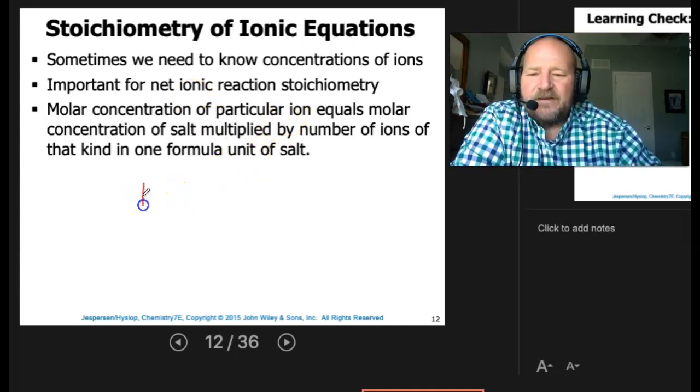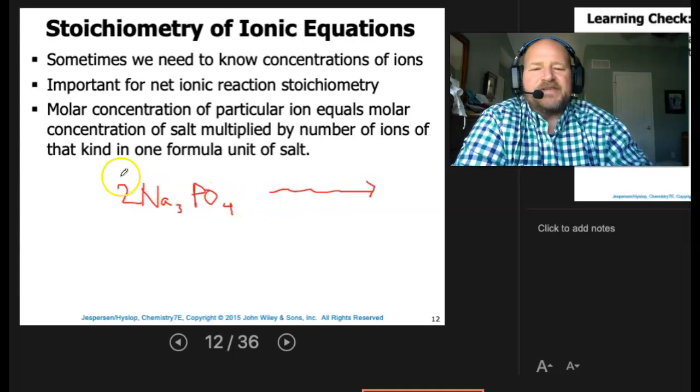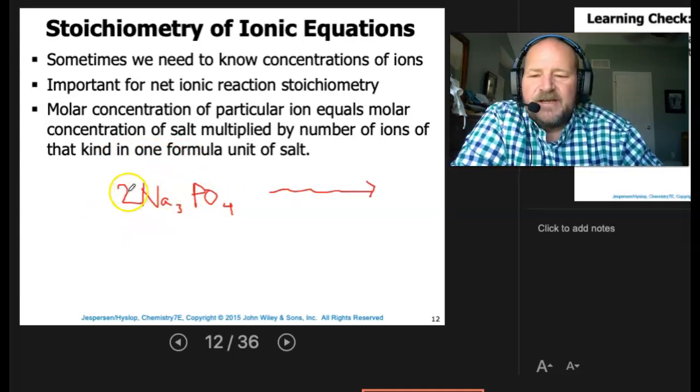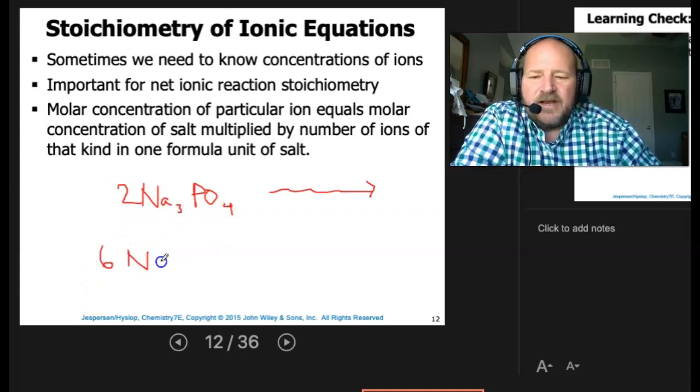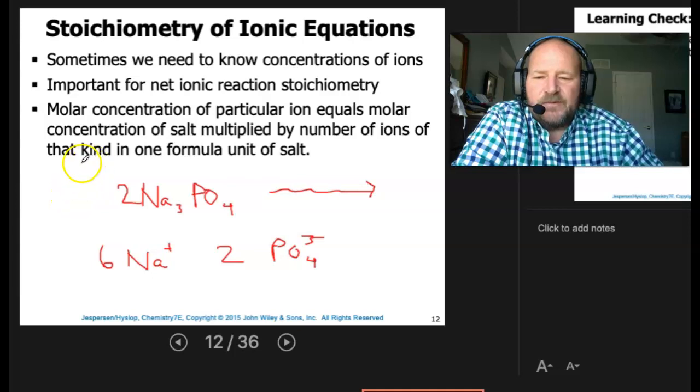If I have Na3PO4 and I've got this balanced reaction so that it works out that I need 2 of these, then what this is telling us is when we break this apart and we know the concentration of this, it's going to be 2 times 3 for that. So we're going to get 6 Na pluses, right? And 2 PO4 3 minuses, right?